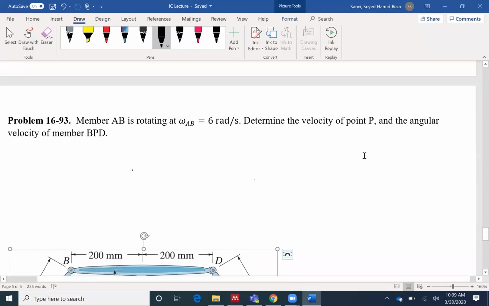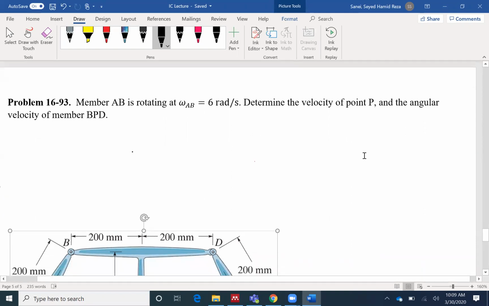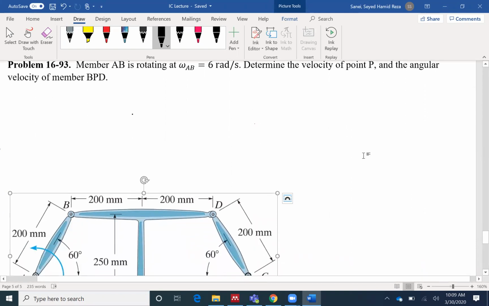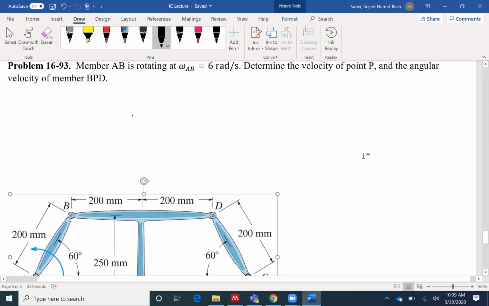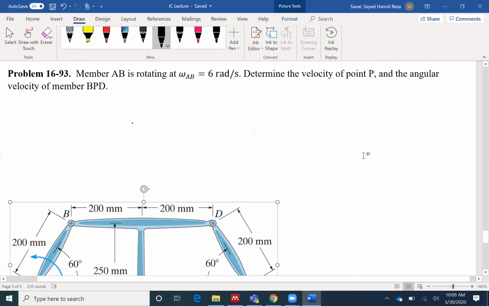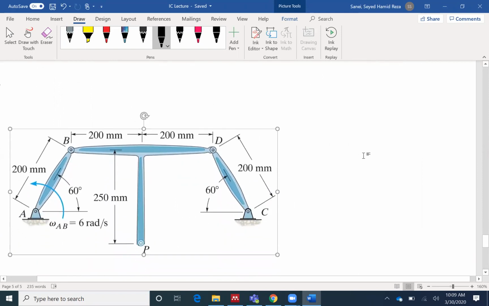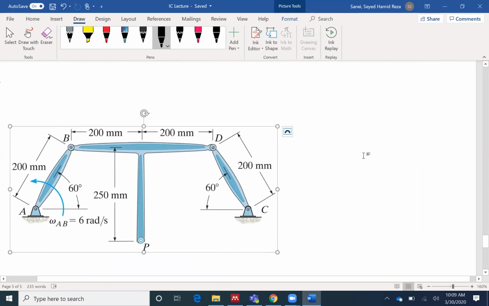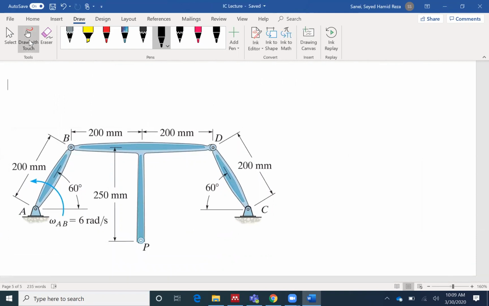Hello everyone, we are going to solve problem 93 of chapter 16. Member AB is rotating at omega AB of 6 radian per second. Determine the velocity of point P and the angular velocity of member BPE. So we want to know the velocity of point P and also the angular velocity of our member BDE.